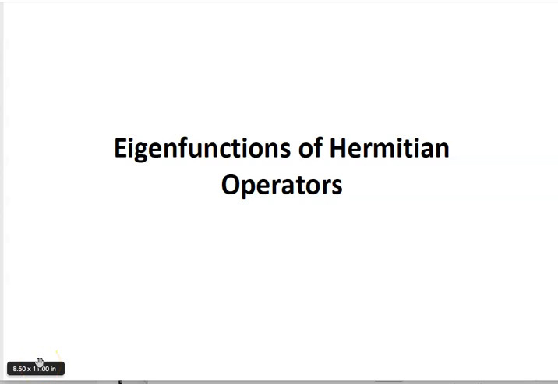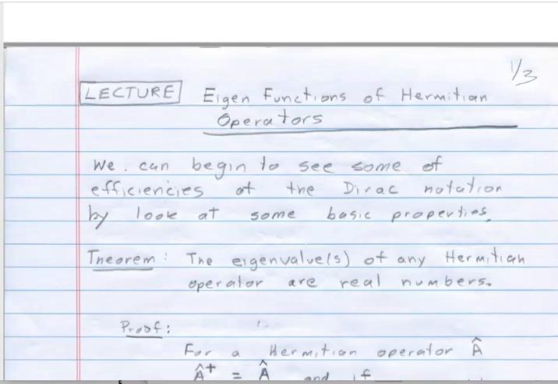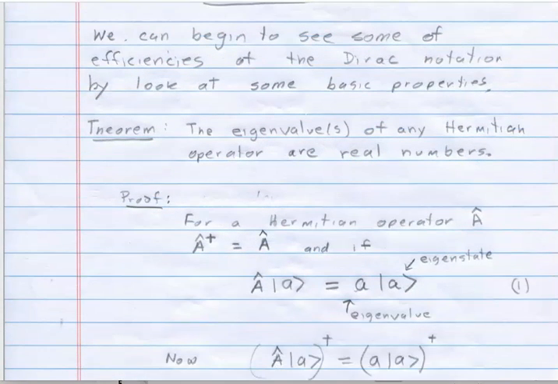We know that Hermitian operators and their eigenfunctions are very important in quantum mechanics. So let's look at that in the context of Dirac notation. What I can do is illustrate some of the efficiencies that the Dirac notation gives us in these problems, by proving theorems that we've already done, but now using Dirac notation.